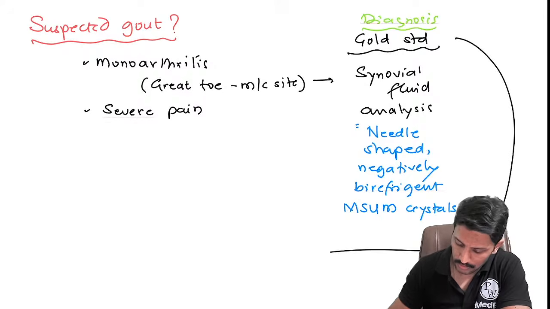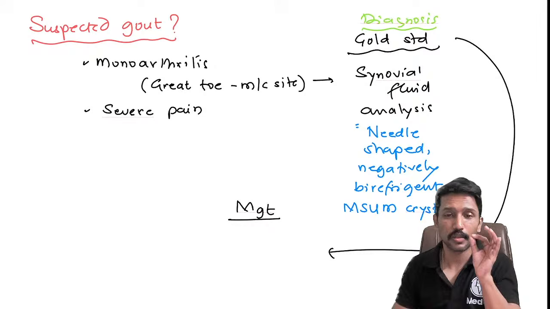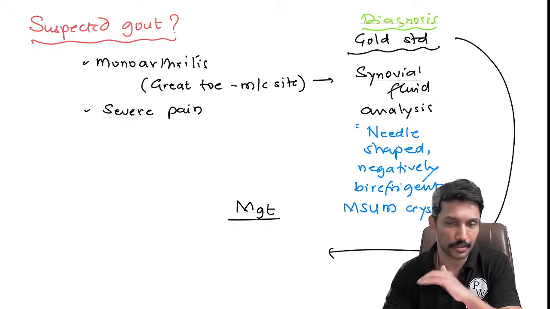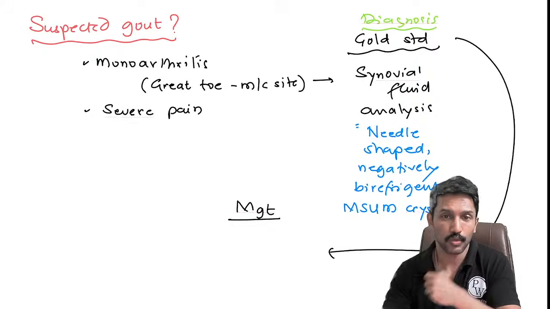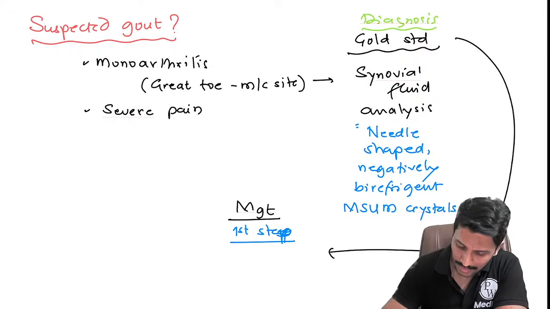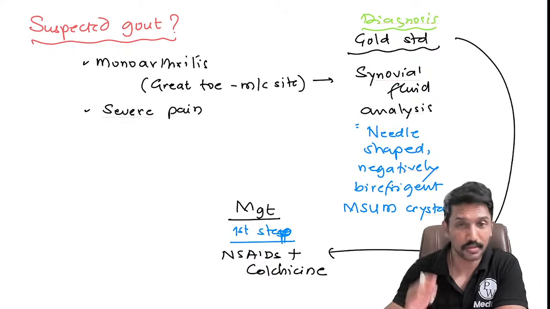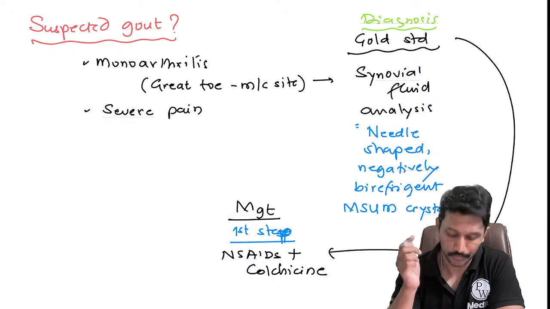Once the diagnosis is done, when it comes to management, the first step is to reduce the ongoing inflammation. The first step is not to reduce the uric acid levels. It is to reduce the inflammation. And how do you reduce the inflammation? You can reduce the inflammation by giving anti-inflammatory agents, potent NSAIDs plus colchicine. Colchicine is also an anti-inflammatory agent.